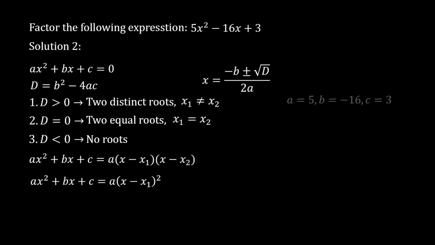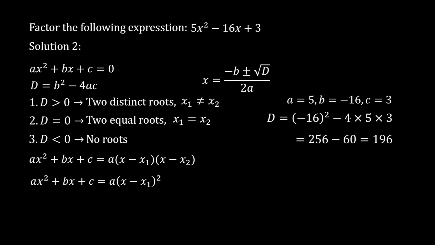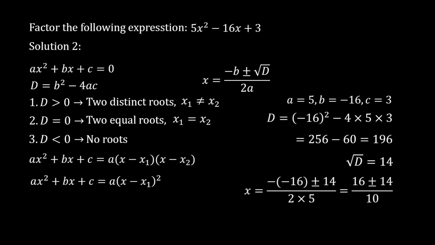In our expression, a equals 5, b equals negative 16, and c equals 3. Let's evaluate the discriminant d. The discriminant is equal to 196. The discriminant is greater than 0. It means the quadratic equation has two distinct roots. A square root of the discriminant is equal to 14. Now we can evaluate the roots. The first root is 3. The second root is 0.2. Now we can use the roots to complete the intercept form for the original expression.